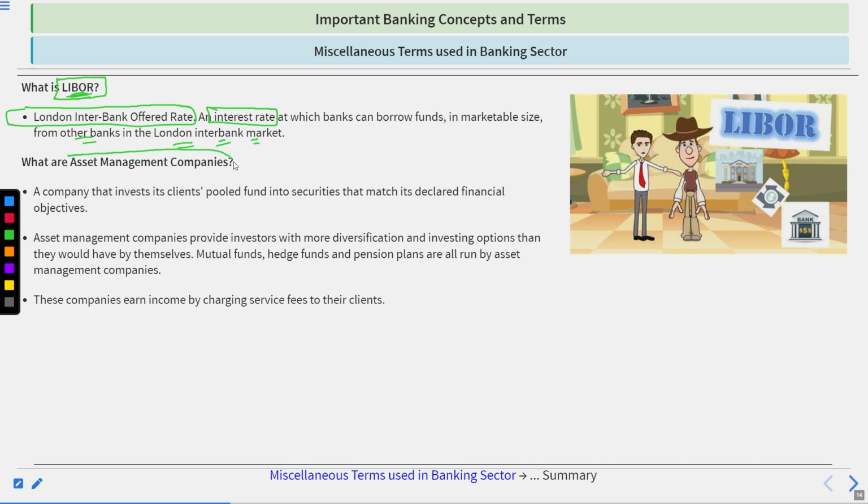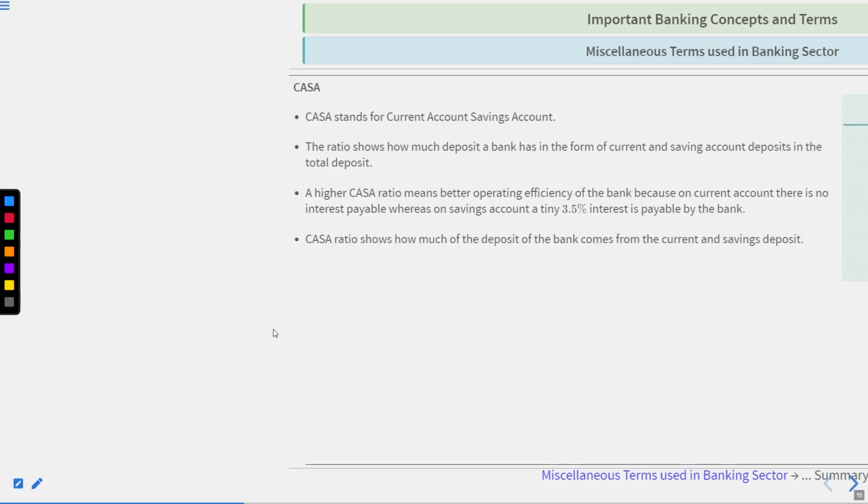Thereafter, we have the AMC, which stands for Asset Management Company, a company that invests its clients' pooled funds into securities matching its declared financial objectives. Asset management companies provide investors with more diversification and investing options than they would have by themselves, like mutual funds, hedge funds, and pension plans, which are all run by asset management companies. These companies earn income by charging service fees to their clients. Like you can say, these companies manage the assets for their clients, and in lieu of this, they charge some fees, and those fees are their income.